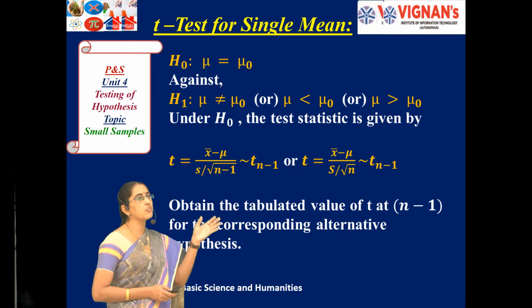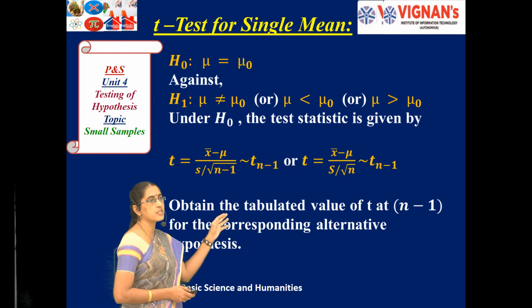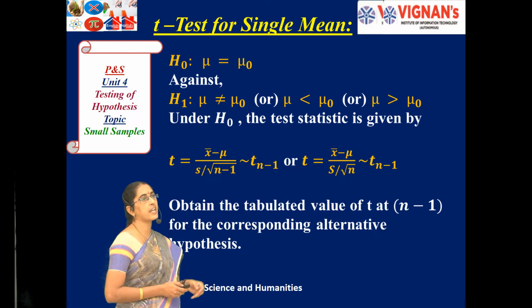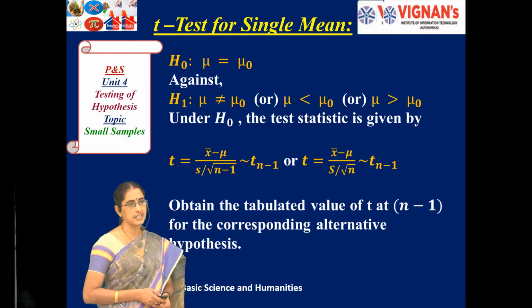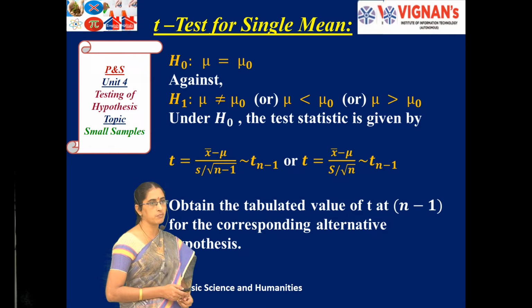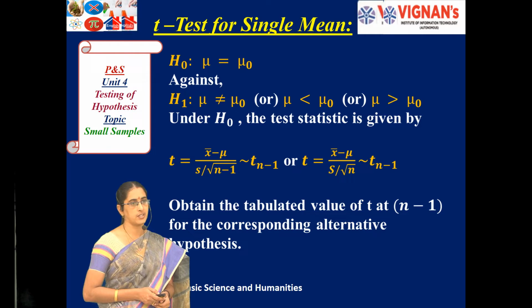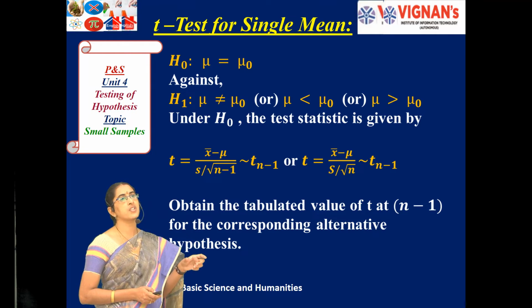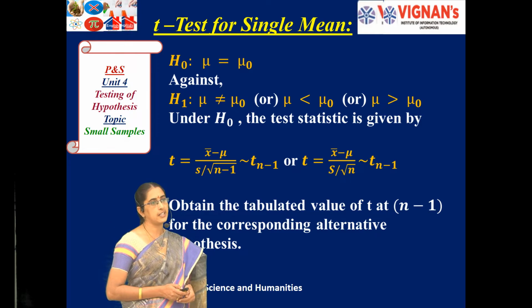So whenever the individual observations are given, we have to use t equals x bar minus mu by small s by root n minus 1. This follows a t distribution with n minus 1 degrees of freedom. We know that x bar is the sample mean, mu is the population mean, and small s is nothing but the sample standard deviation. When individual observations are given, these can be obtained using the calculator in regression linear mode.